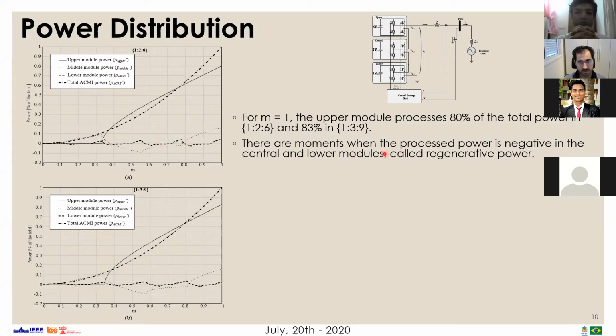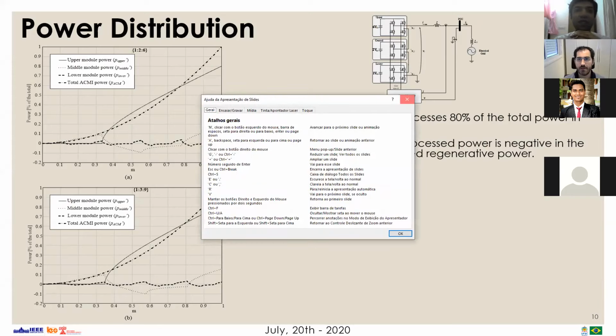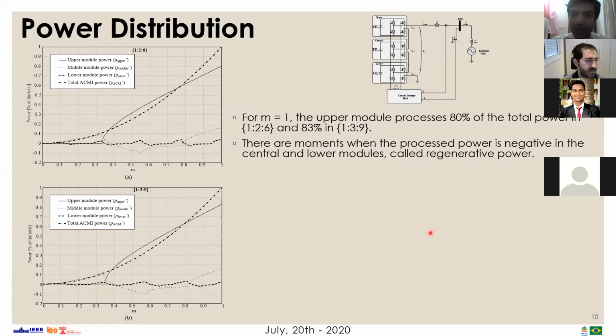There are moments when the processed power is negative in the central and lower modules, which we call regenerative power. If you take a close look at this chart again, here is the zero. We see that there are curves below the zero.